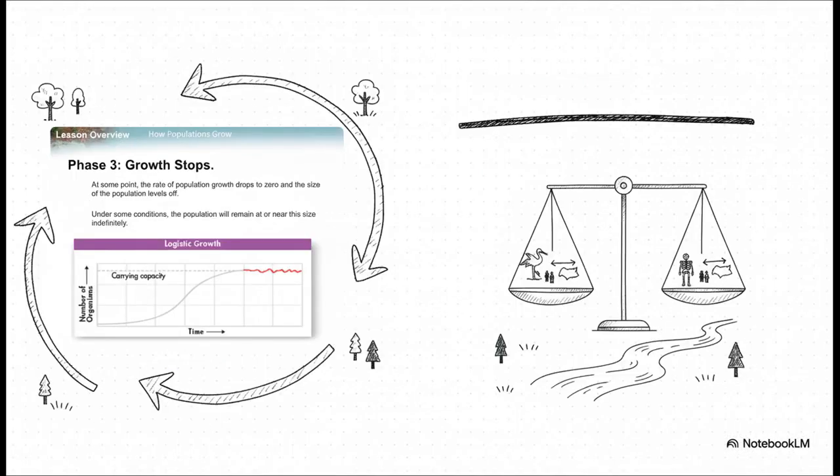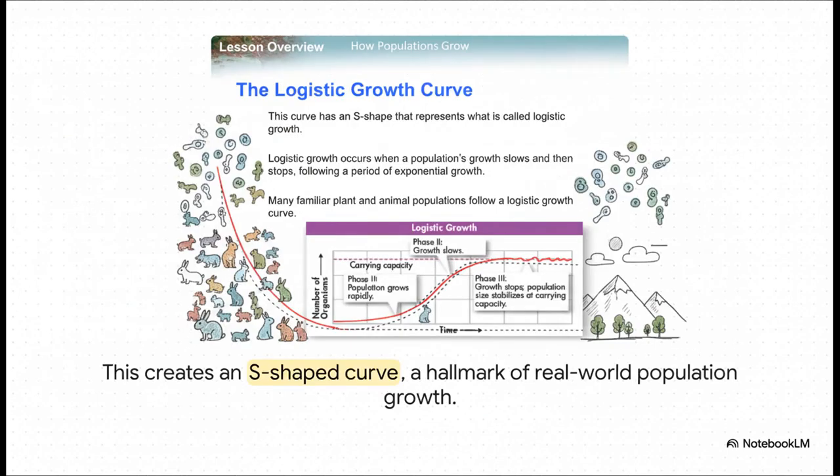And that leads us to the final act. Phase 3. Growth just stops. The growth rate hits 0. At this point, the number of births equals the number of deaths. Everything's in balance. The population size just levels off and kind of hangs out there. So when you put all three phases together, that idealized J-curve morphs into this, the much more realistic S-shaped curve. This S-shape is the true story of how populations grow in an environment that has real-world limits.